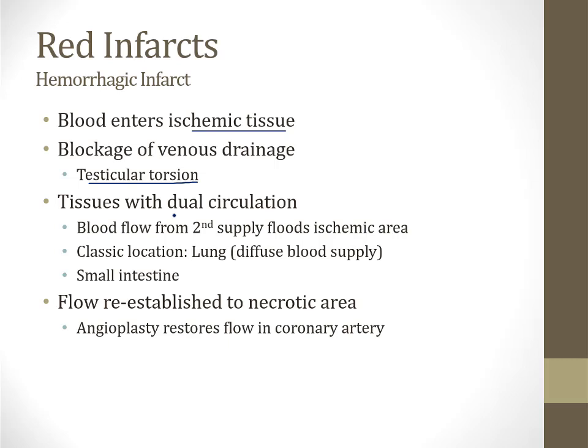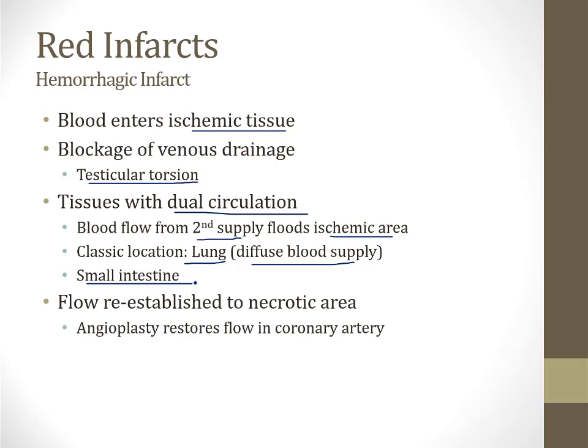The second way this can occur is if there's infarction in a tissue with a dual blood supply. So when this happens, blood flows from a second vessel and floods the ischemic area. It's not enough blood flow to overcome the ischemia or to rescue the tissue that is undergoing ischemic necrosis. However, it is enough blood flow to give that area of tissue a red color. And the classic location for this is in the lungs. The lungs have a very diffuse blood supply, so if there's an infarction to an area of the lung, blood will seep in from neighboring areas and give that infarction a red color, very different from the white color we saw when we talked about white infarcts. You can also see this in the small intestine, where there is a dual blood supply there as well.